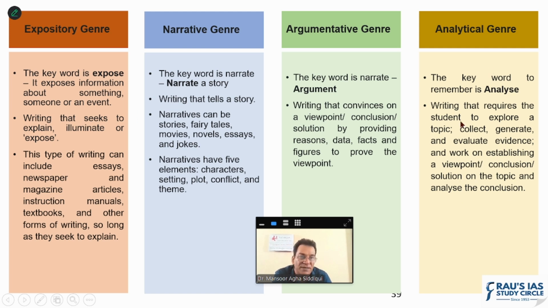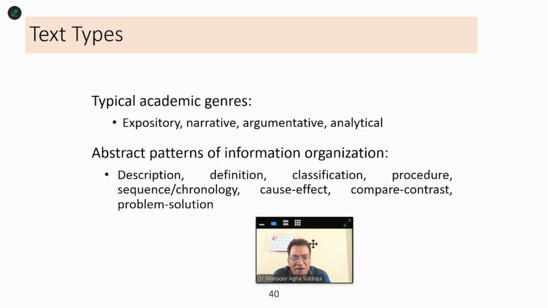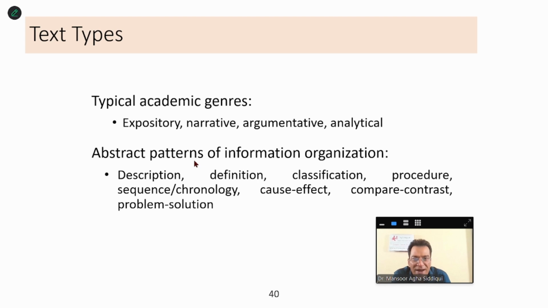These are four different genres. Different parts of your essay should have different components of these four different types of genres. Then, when you write your essay, there are different ways in which you can organize the information. You can either give a description or you can define things, you can classify, you can give a procedure, you can give a sequence or a chronology, you can give a cause and effect relationship, you can compare and contrast things, you can give a problem and then provide solutions to the particular problem. So these are various components of your essay as such.